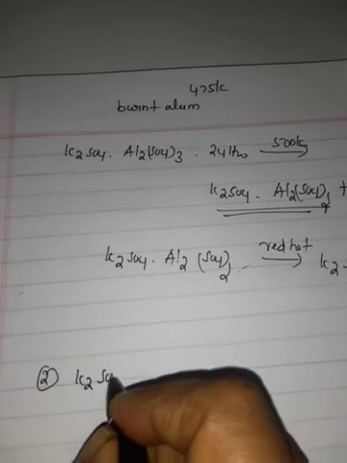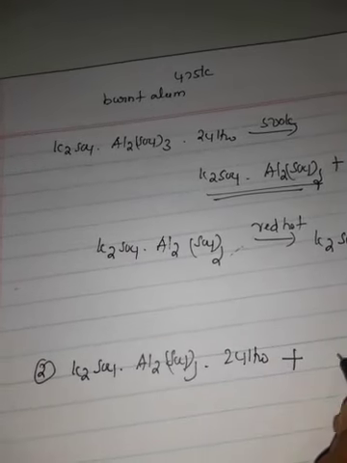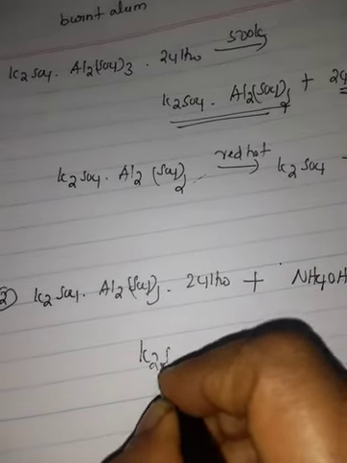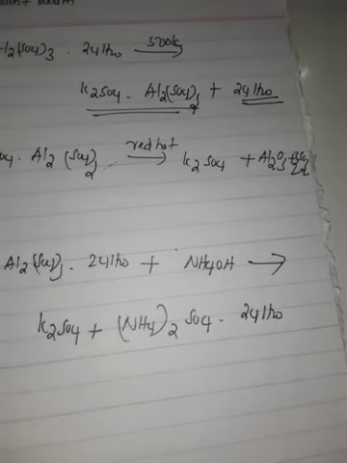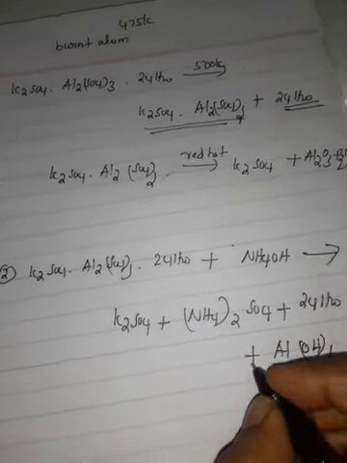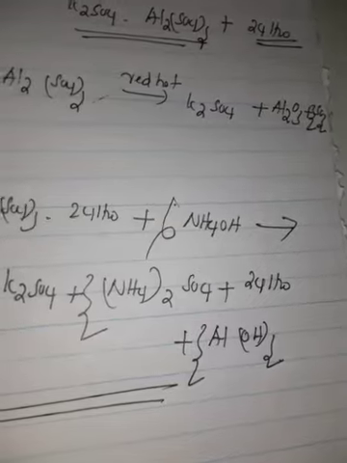Now this is one of the properties. The second property: potash alum, K2SO4, Al2(SO4)3, 24H2O, treated with ammonium hydroxide, NH4OH, gives potassium sulfate, ammonium sulfate (NH4)2SO4, water plus 24H2O, plus aluminium hydroxide, Al(OH)3, 3 molecules. On treating with ammonium hydroxide, it forms aluminium hydroxide.